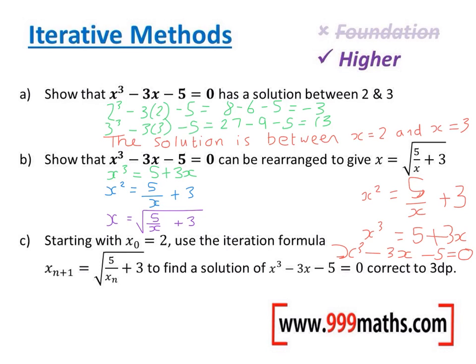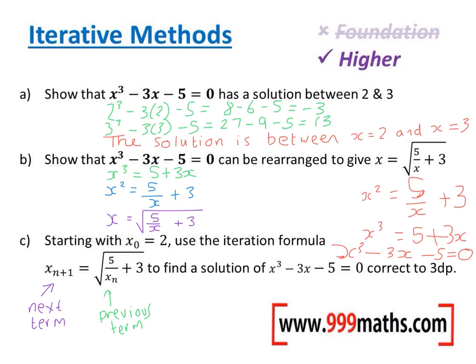Okay, so finally part C. Starting with x0 equals 2, use the iteration formula, which you'll see is pretty much the same as the rearrangement that we've just done, to find a solution of this equation. What we're going to do is use this special formula here, this iteration formula. And this here simply means that the next term equals the square root of 5 divided by the previous term plus 3.